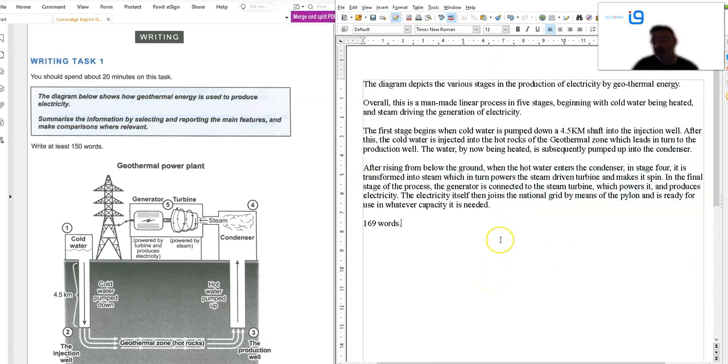So I'll just leave that there for a second, and you can read it and see for yourself. Okay. So that's pretty straightforward. So what we'll do now, we'll go back to the students' responses, and we'll see what they can do.